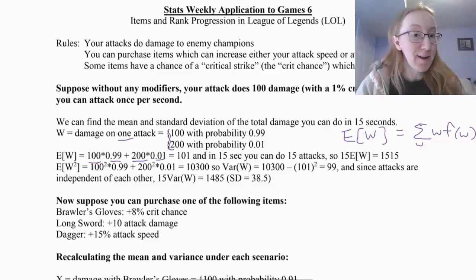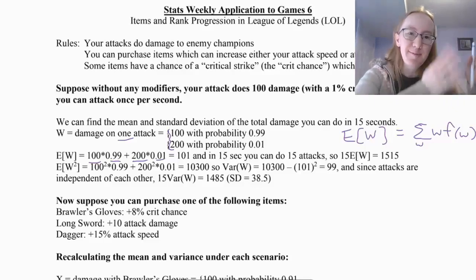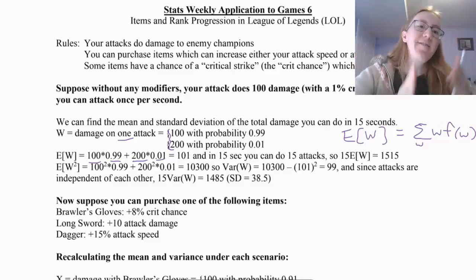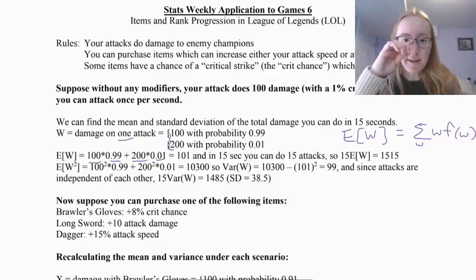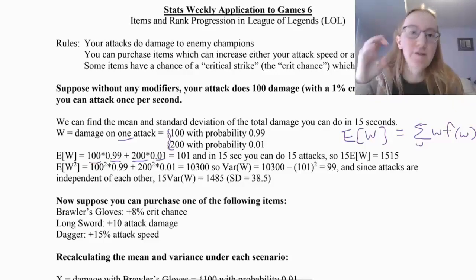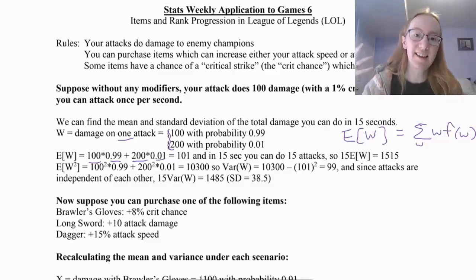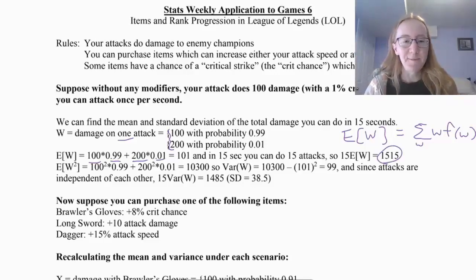And so another cool thing about expectation is that it's linear. So the expected value of W plus W plus W plus W, 15 times added up, you can just break that up into the expected value of W plus the expected value of W plus the expected value of W, added up 15 times. So because of linearity, the total expected value of the total damage that you do in 15 seconds is going to be 15 times the damage that you do in one attack. So that gives us 15 times 101.